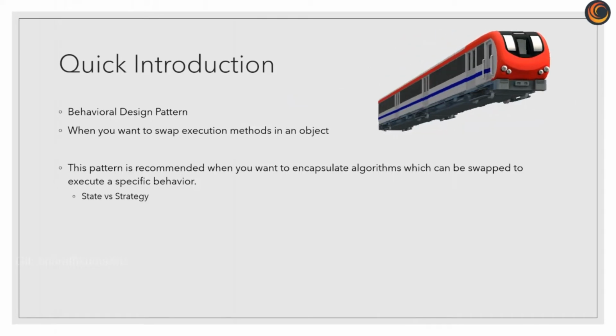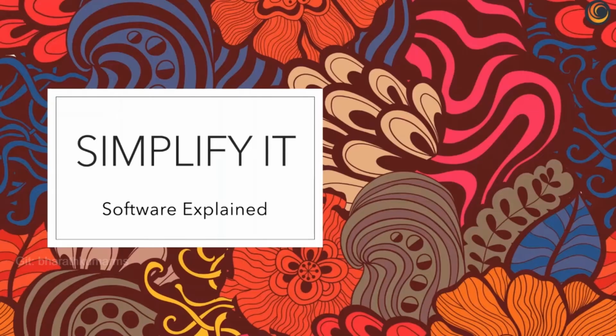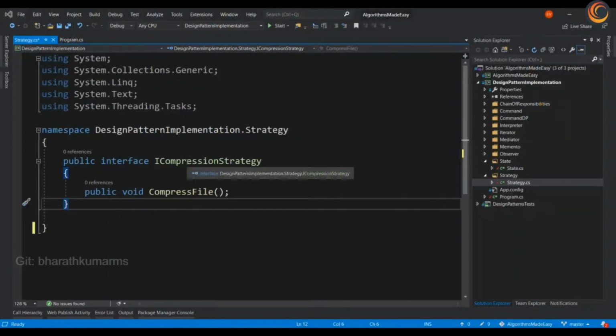It differs from state design pattern, as in state design pattern, behavior of the algorithm itself changes, while in strategy, the algorithm is replaced. Now let's implement a sample code to understand it further. Let's jump right in. I have created the I compression strategy. We will implement a couple of compression methods and replace one another in the compression context.